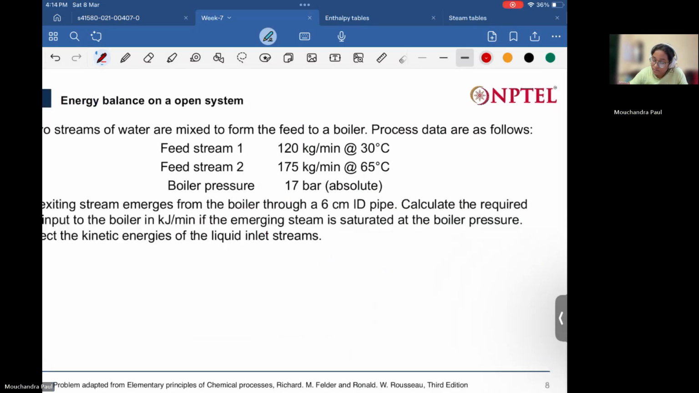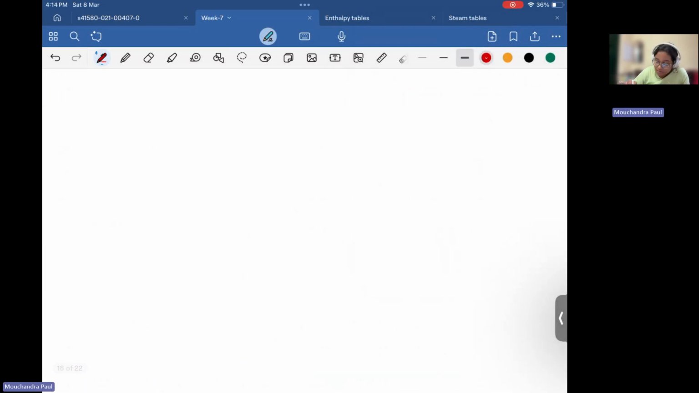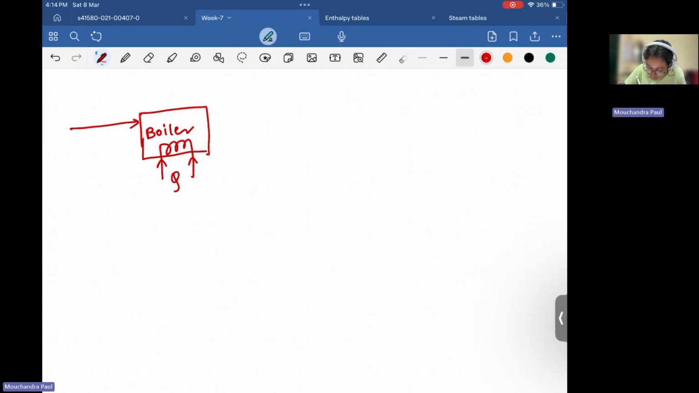So let's try to imagine this particular system, or represent it in the form of a diagram or a flow chart. This is your boiler. There is some heating element. Let's add heat. There is feed 1, feed 2, and you get one outlet. All right.